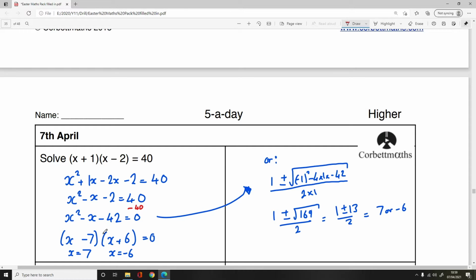Then you've got two options. You can factorize this. Times is to minus 42, adds to minus 1, that's minus 7 and 6. And don't forget to flip your signs for the actual answers, or you could use the quad formula, which would also give you 7 and minus 6. But that whole get one side equal to 0 thing, that is absolutely crucial.